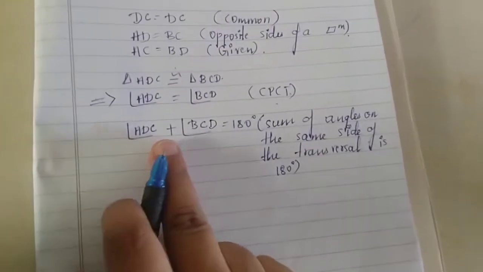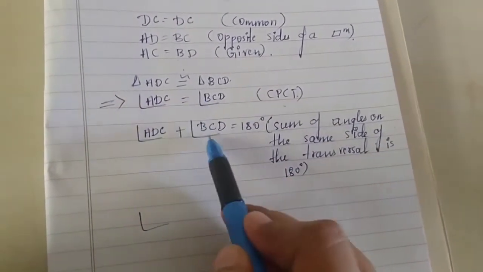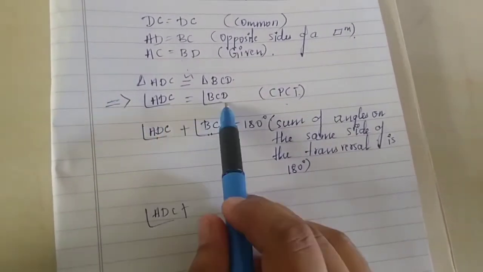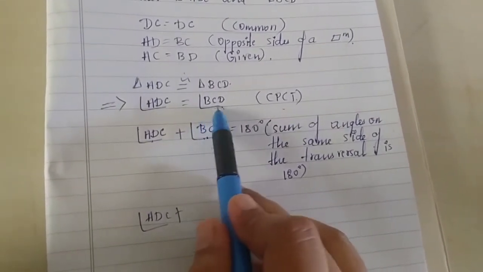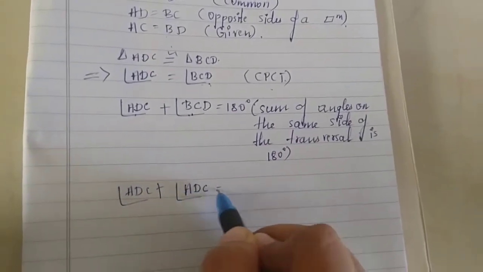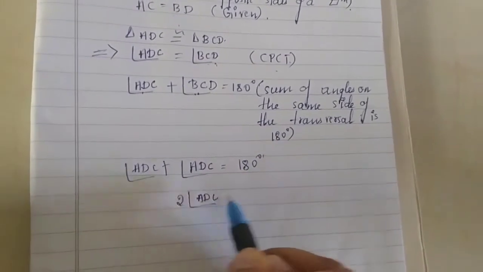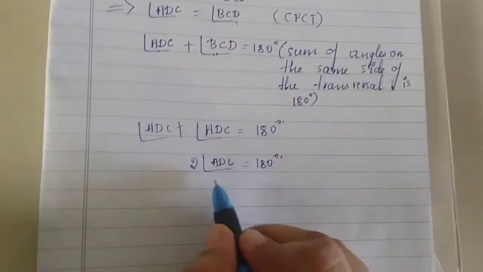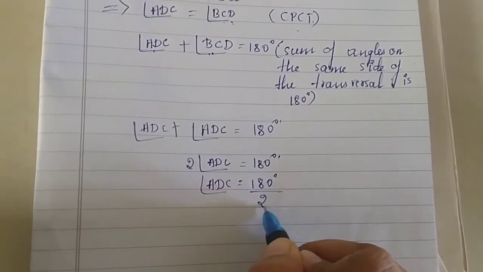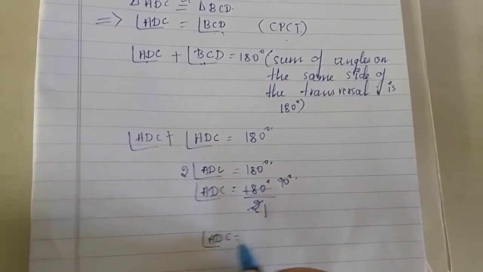Okay, so now the next step is what? Here you can see angle ADC is equal to angle BCD, right? So in place of angle BCD, I am going to write angle ADC only, because ADC is equal to angle BCD. So 2 angle ADC will be equal to 180 degrees. So angle ADC will be equal to 180 degrees divided by 2. Okay, so now angle ADC will be equal to 90 degrees.